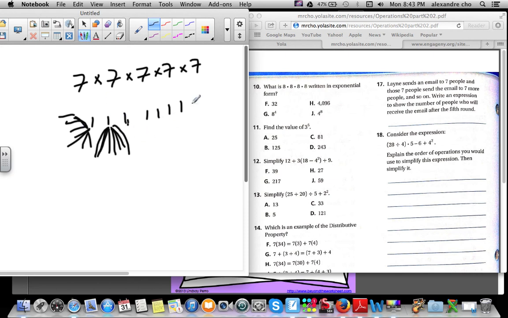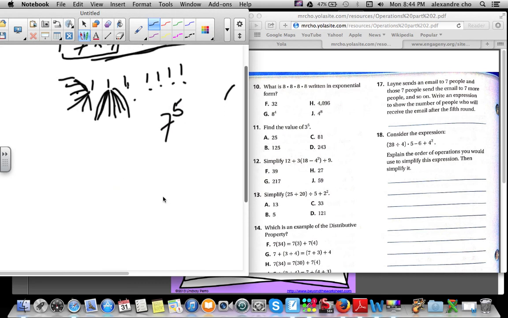So after 2 rounds, how much do you have? You have 7, 14, plus another 7 is 21, plus another 7 is 28, 35, 42, 49, which is this right here, after 2 rounds. After 3 rounds, it would be 7 times 7 times 7. So an expression, you can write that. And I'm pretty sure they want you to write it as an exponent. You can just say 7 to the 5th.